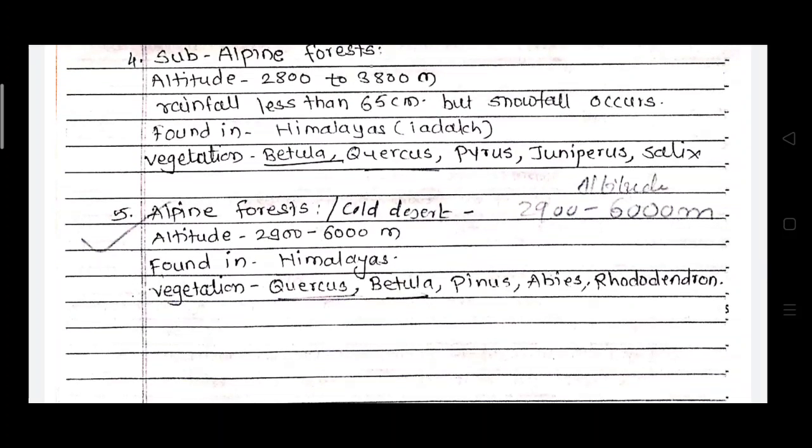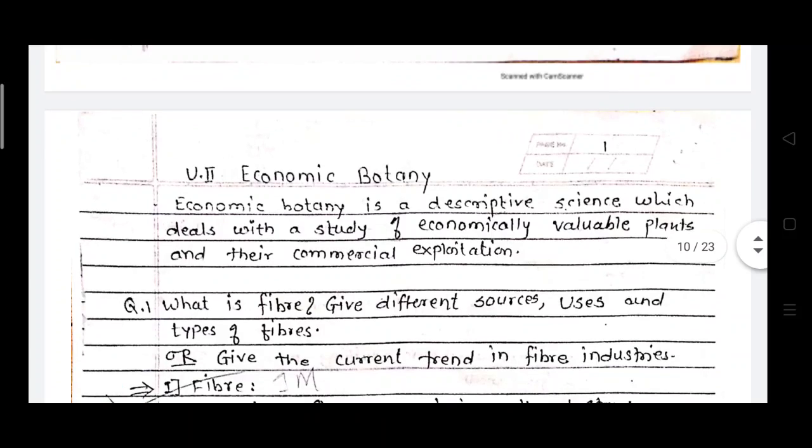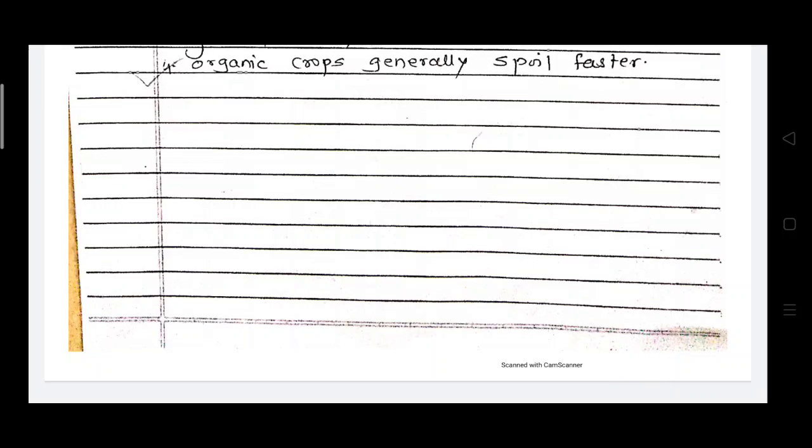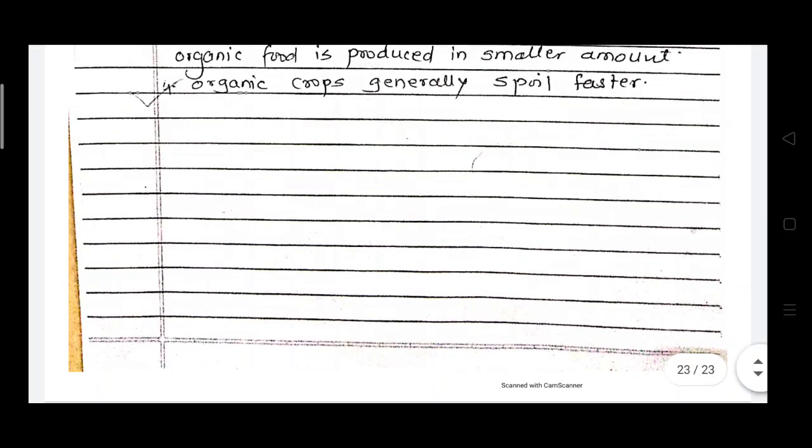Then the last one is the alpine forest, which is also called the cold desert. The altitude of that forest is 2900 to 6000 meters. Mostly it is found in the Himalayas, and the plants present in that area are Quercus, Betula, Pinus, Abies, Rhododendron. Mostly these plants are present in that area.